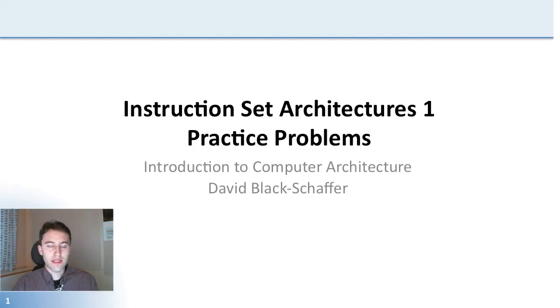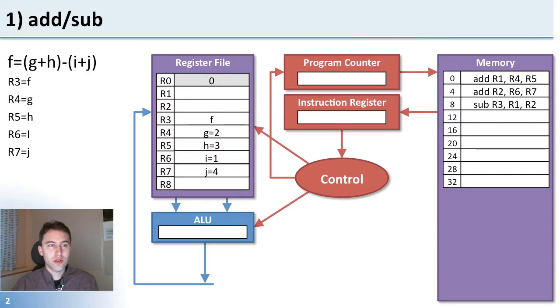Now we're going to review the answers to the practice problems for the first set. So here was the first problem. It was the program we've been looking at before, which was f equals g plus h minus i plus j. And I gave you the code here, and we're going to walk through it and see how it works. So the first thing that happens in this program is we start out at instruction 0.